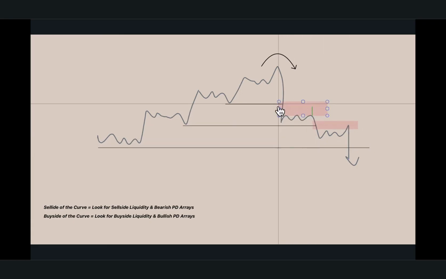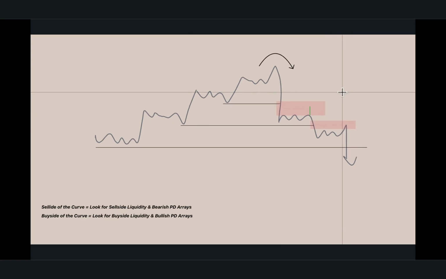Accumulation, manipulation into a bearish PD array, distribution. Once again, accumulation, manipulation, distribution. And you're referring to that bearish PD array whenever you're in the sell side of the curve. So that makes it a lot simpler to look at market maker models.